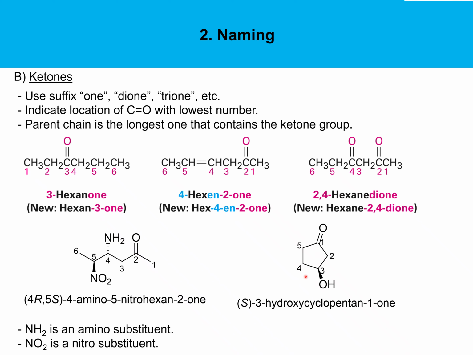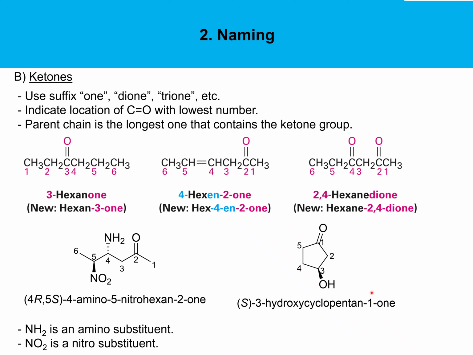This last example here has a cyclopentanone parent name. So there's 5 carbons in the ring. There's a ketone on carbon 1. So it's named as cyclopentanone. Sometimes we drop this 1 since in a ring, typically you don't need to give the location of the ketones. This is going to be assumed to be on carbon 1. And so we could just have cyclopentanone without the number.